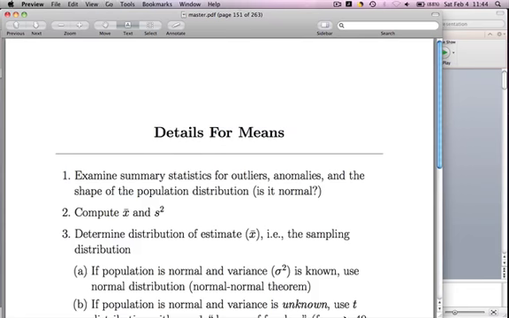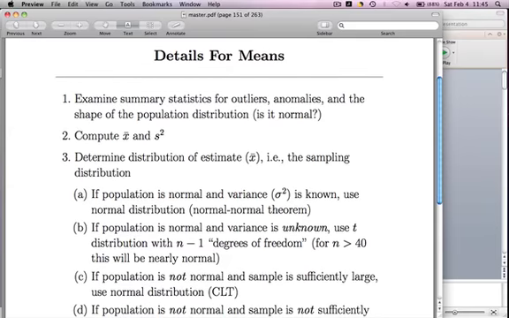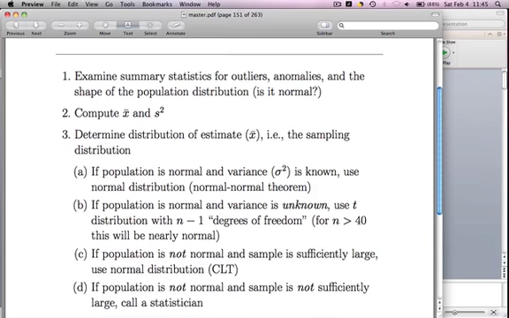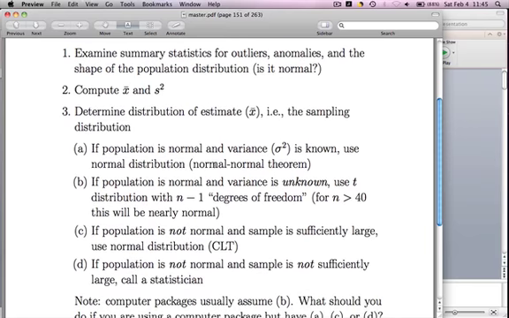Let's go to the next slide. So here are details for finding confidence intervals for means. Likewise, if you want to do a hypothesis test in the next chapter, the same rules apply. So when you find a confidence interval, you of course need a z value or a t value. We've been using 1.96 to get a 95% confidence interval. Now we're going to make this a little bit more nuanced. Okay, so if the population is normal and the variance is known, then you use this normal distribution just like we were doing in the previous lecture.